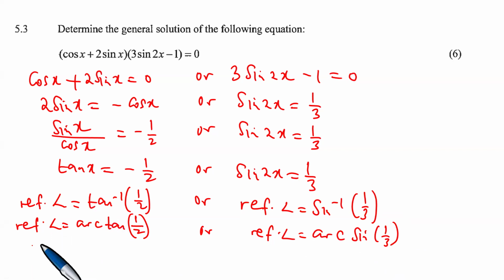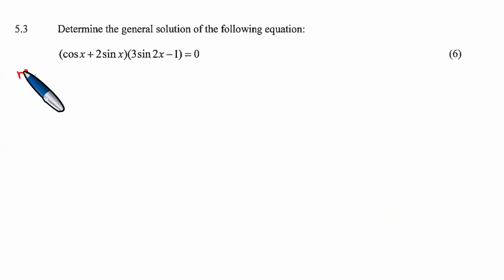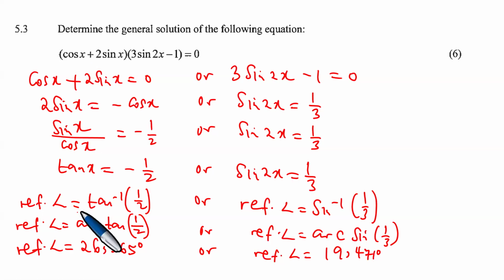It is very clear that the reference angle, the arctangent of 1/2, is 26.565 degrees. Or we also see the arcsine of 1/3, and this is 19.471 degrees. We have two equations. Now I want to first write a step that is very important for us. We need to recall that we had the tangent of x equals minus 1/2.